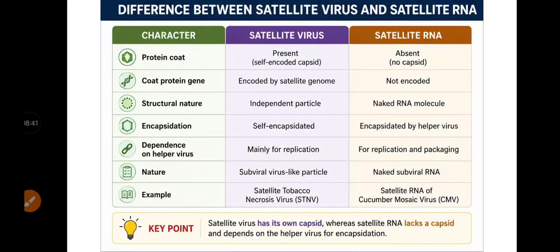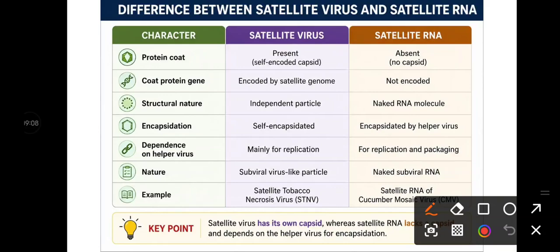a clear difference. So generally in the mains exam or in the MCQs also, it can be asked the difference between satellite virus and satellite RNA. So first about the protein coat. So coat protein is present in satellite viruses, whereas it is absent for the satellite RNA. Then protein coding gene, coat protein gene, it is encoded by the satellite genome, whereas it is not encoded. Then structural nature, it is an independent particle, but this is a naked RNA molecule.